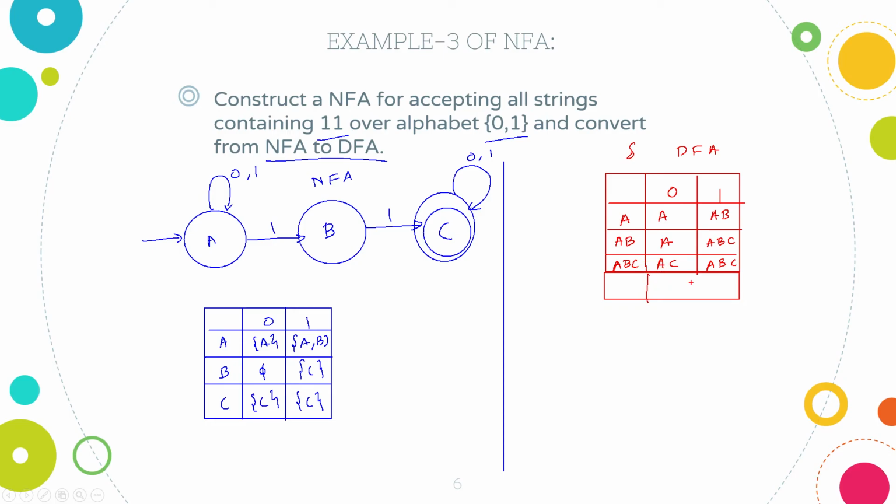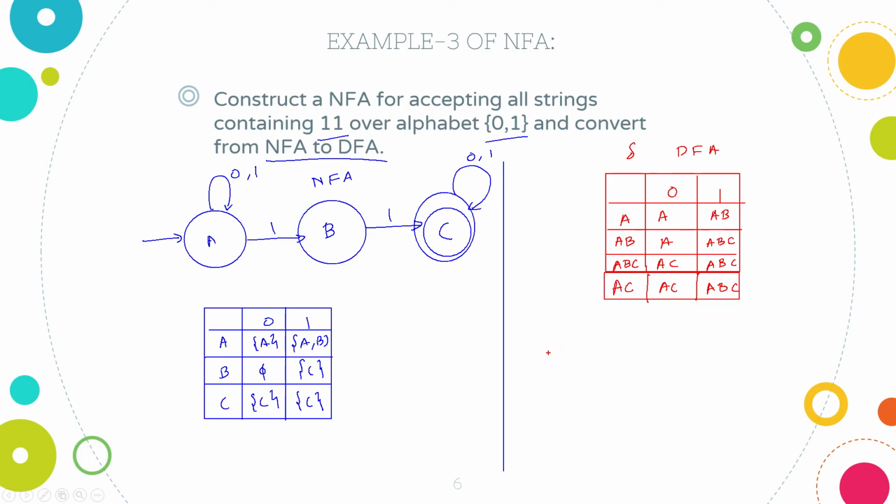So state AC. Now, if you get a 0 in state AC, A and C, you do the union operation first and then the concatenation operation. So A, C, you do the concatenation, you get AC. And on 1 you do the concatenation of ABC, you get ABC. Okay, so this is the transition table for the DFA that you have converted. Alright, so let's draw the DFA for this.